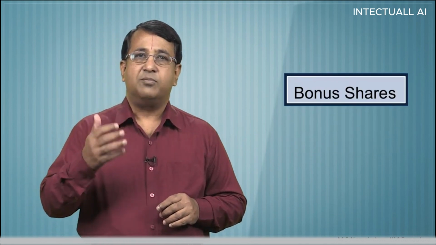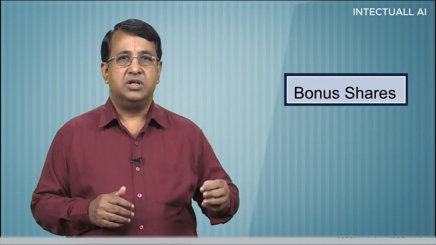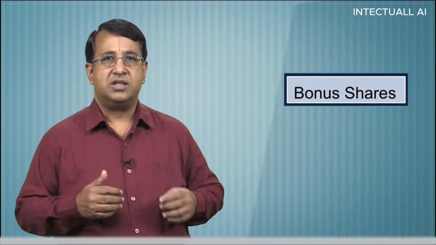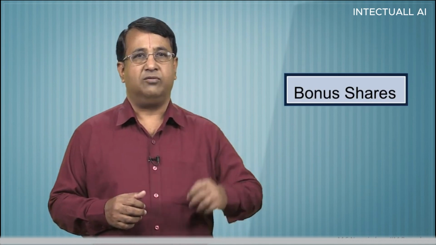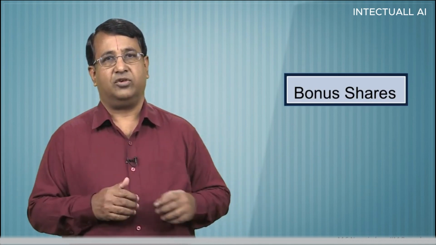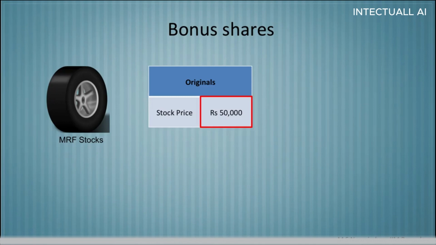You might have read about companies issuing bonus shares. Bonus shares means issuing additional shares to the existing shareholders without collecting money. If a company is doing well, its stock price increases. For example, the MRF stock price is about 50,000 in November 2016. If you decide to buy 100 MRF stocks, you need to invest 50 lakh rupees. It affects the liquidity of the stock.